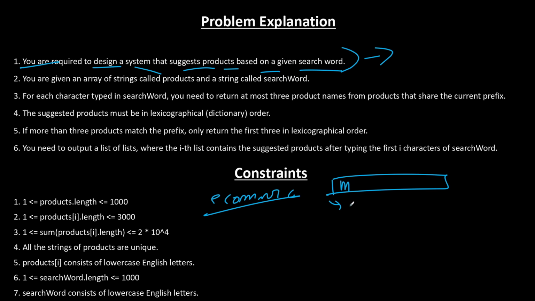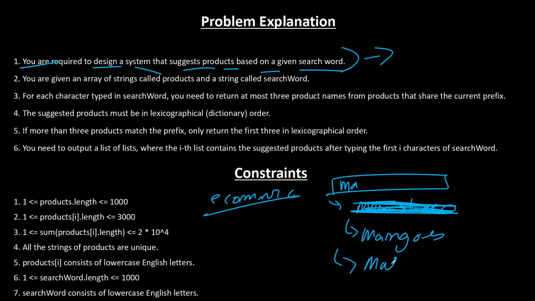Suppose from M, what can come? Men's shoes, right? Mangoes, right? But as soon as you write M A, this won't be there. There would be mangoes, then mattress, something like that. So that is basically what this is.